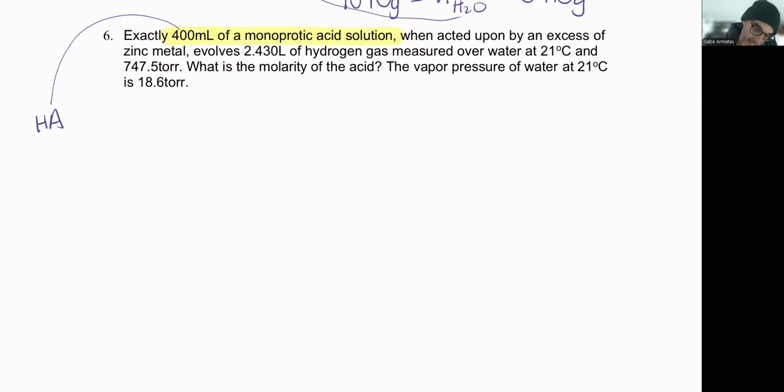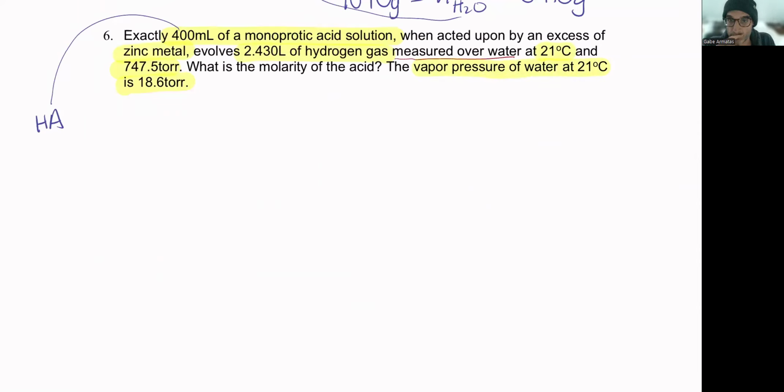We're going to have excess zinc. So zinc metal, we don't really have to care about it. It's just there to run a reaction. Evolves 2.43 liters of hydrogen gas measured over water. This is going to be important. At 21 degrees Celsius and 747.5 torr, so that's the atmospheric pressure. The vapor pressure of water is 18.6. We're going to talk about how that's relevant in just a little bit.